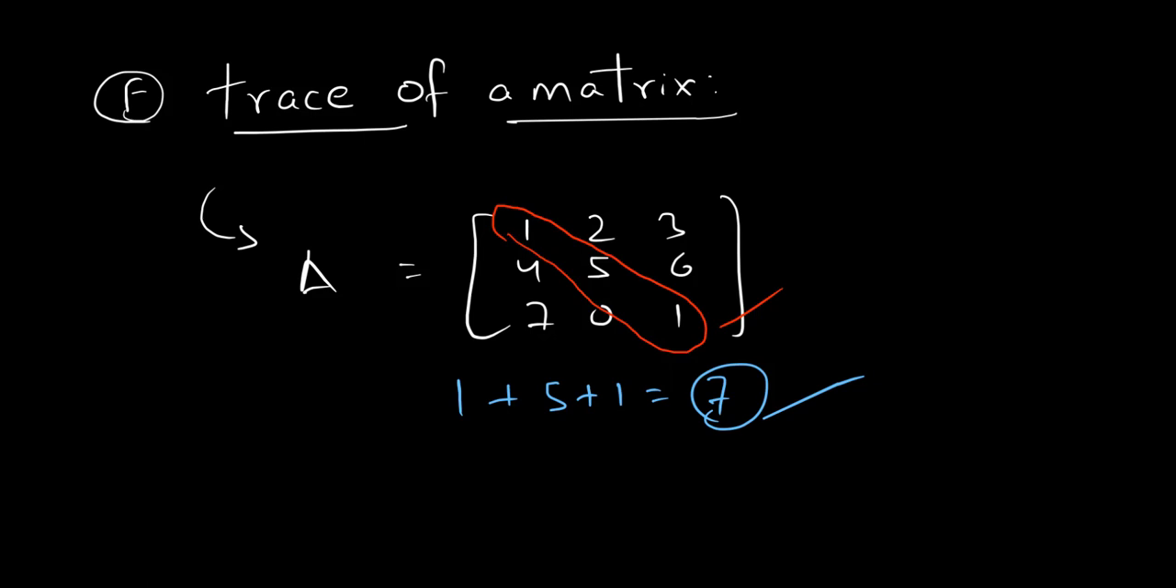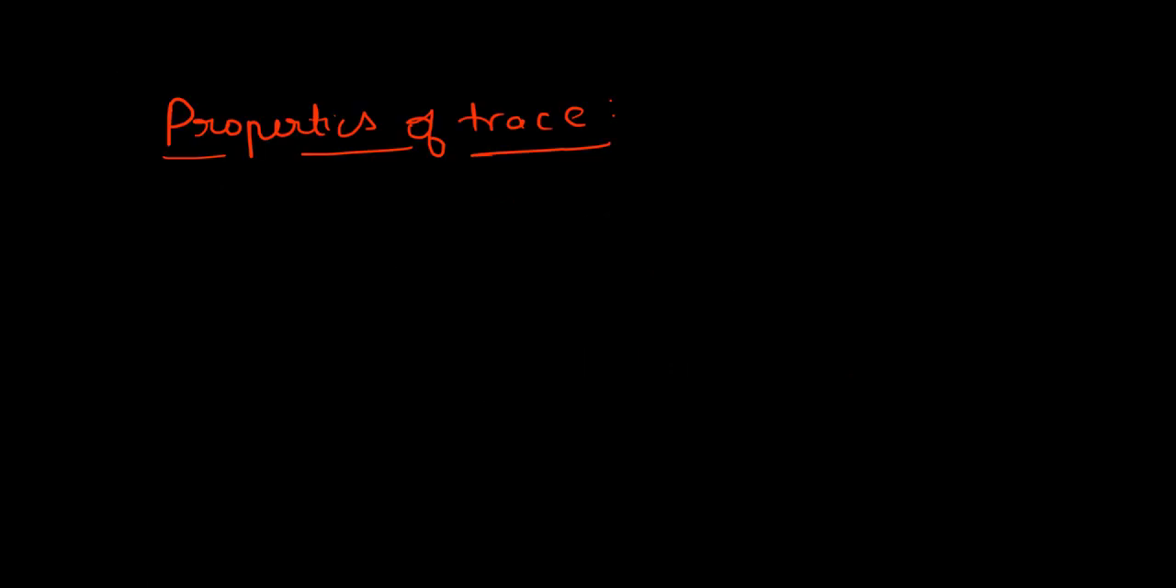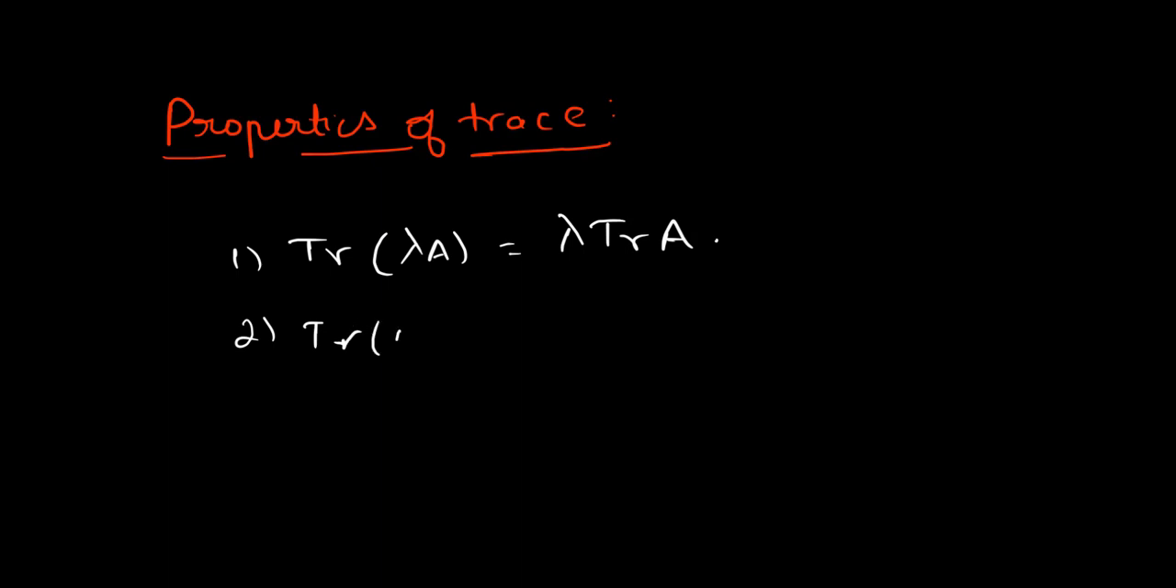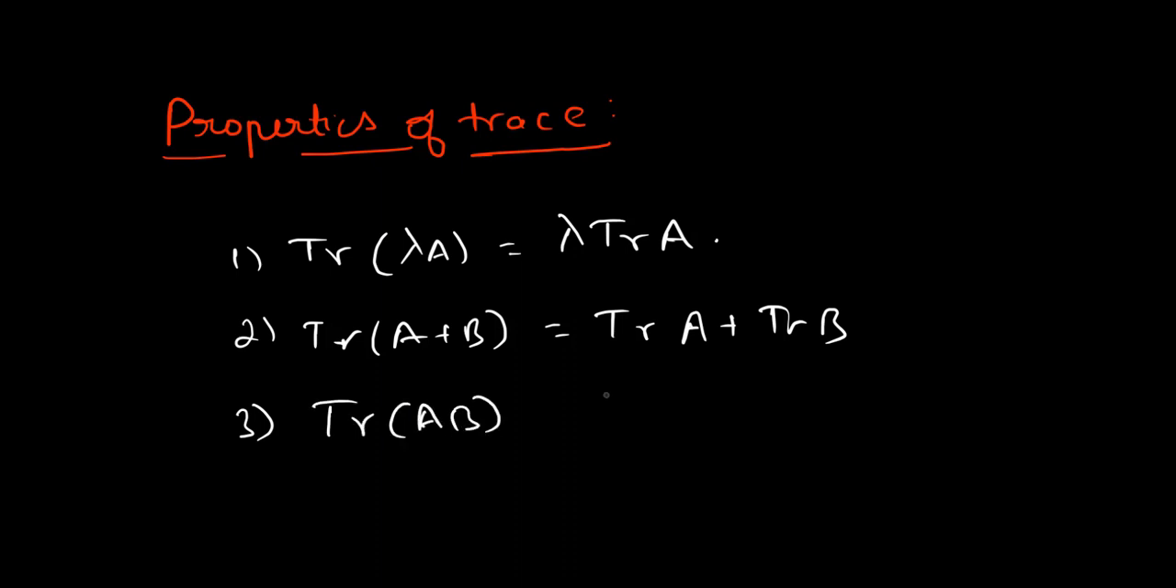Okay. So a few of the properties of trace. Let us see the properties of trace. The number one property is trace of a scalar, that is lambda into A, is going to be lambda times trace A. Also, trace of A plus B is trace of A plus trace of B. Also, trace of A into B is equal to trace of B into A. So these are a few properties. Let us see the next.